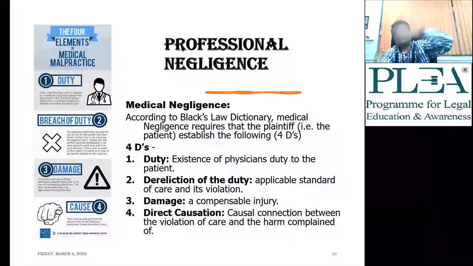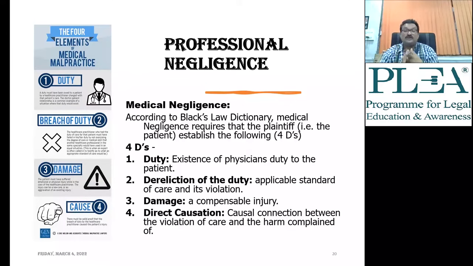Then we'll go in brief about what is medical negligence. Now, this medical negligence has been defined under Black's Law Dictionary. Now, it says to establish medical negligence, what is required? There is a requirement of 4 Ds. If these 4 Ds are satisfied by the complainant, then medical negligence can be proved against any doctor. What are these 4 Ds?